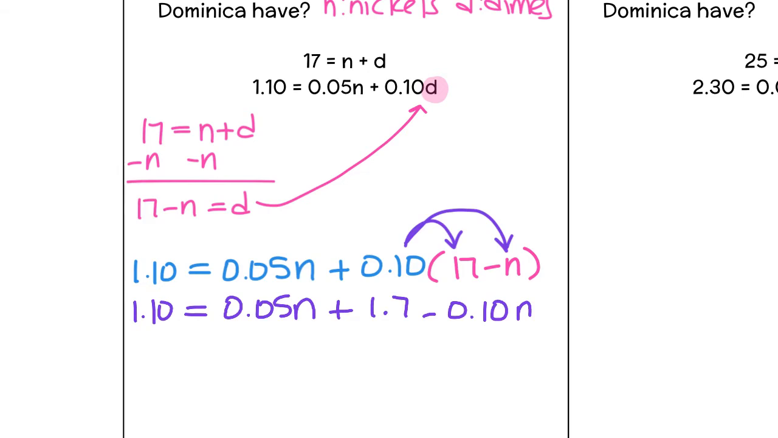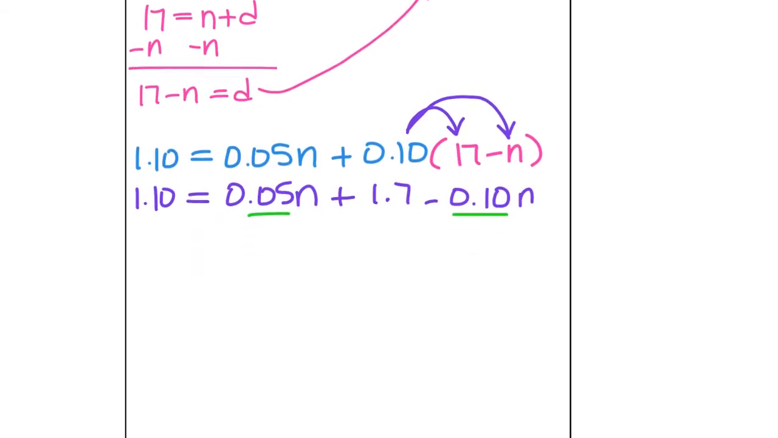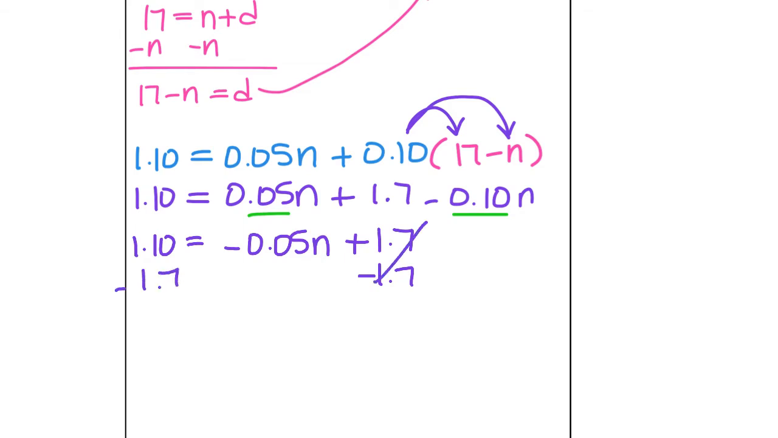Next, we want to combine our like terms. Our first term and our third term both have N's, so that means I can put them together. So let's rewrite this. 1.10 equals 0.05 minus 0.10, which gives me negative 0.05 N, plus 1.7. Now let's move the 1.7 to the other side. So subtract 1.7, that way it can cancel, and I'm going to do that same thing to the other side.